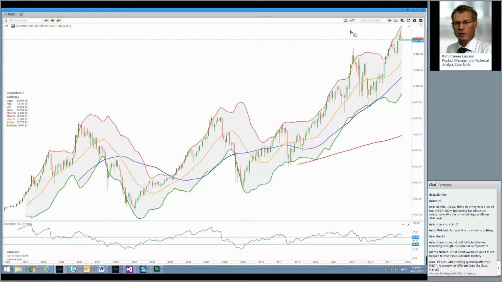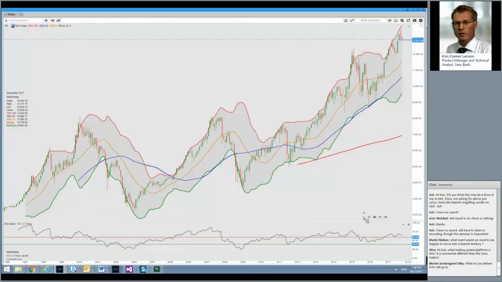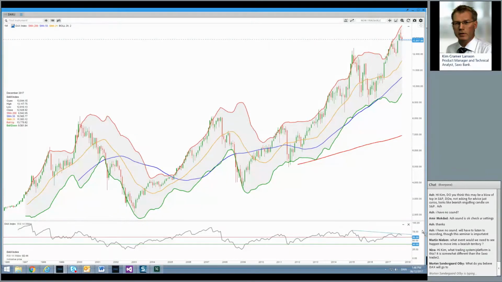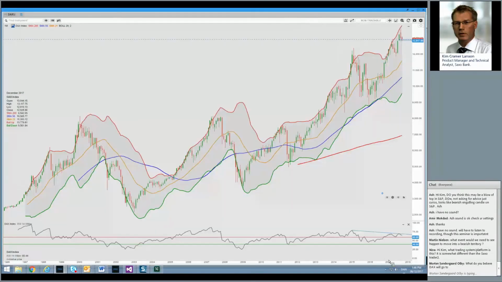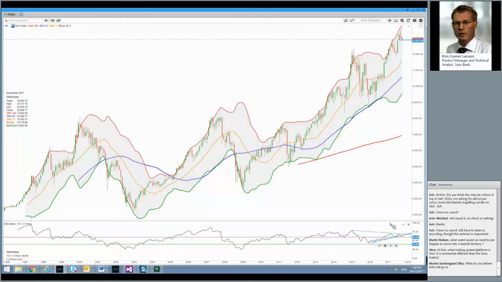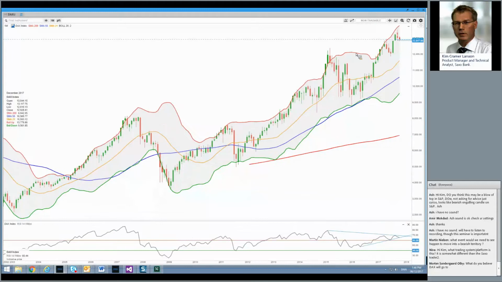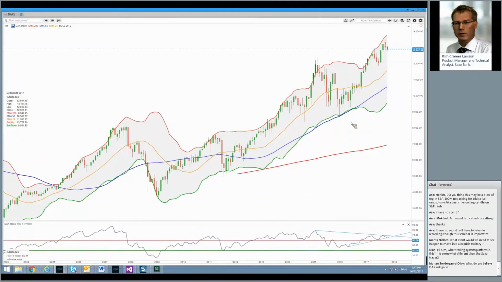So interesting also to see massive divergence. See the tops here, they are actually dropping. So what should I look out for? What we actually can do, and I think it's a very good example, you can draw trend lines and formations on RSI, just like you can on the underlying instrument, the price graph.